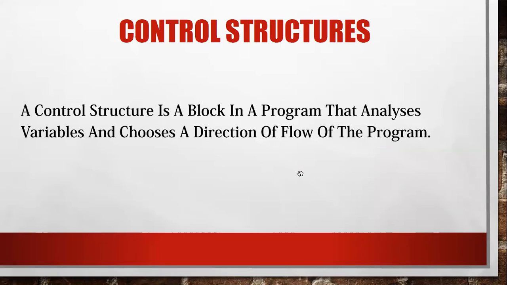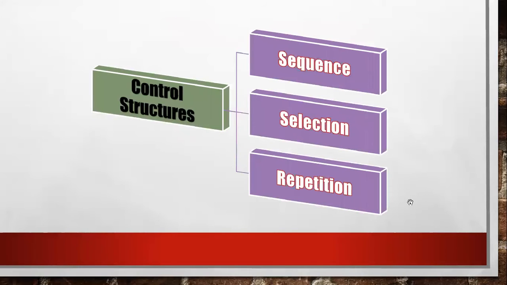Okay, now we are going to move to another special segment, that means control structures. Here, a control structure is a block in a program that analyzes variables and chooses the direction of flow of the program. That means these are blocks in a program, and they analyze variables and the direction of the flow of the program. Let's see. There are three control structures: sequence, selection, and repetition. Let's see each of them.